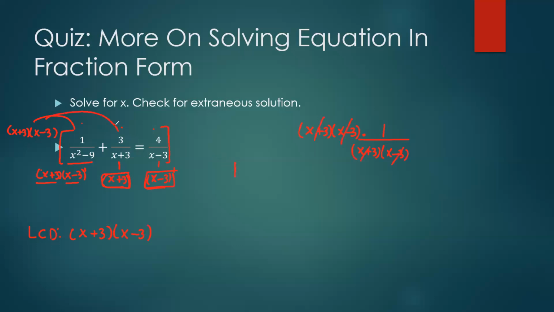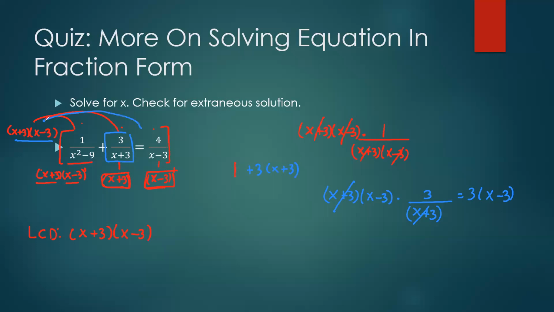Now continue with the second part. It's this whole thing times this whole thing: x plus 3 times x minus 3 times 3 over x plus 3. What do you see that's the same on top and bottom? These cancel, so you're just left with 3 and x minus 3. Let's just leave it as it is, 3 parentheses x plus 3. We'll FOIL out later.